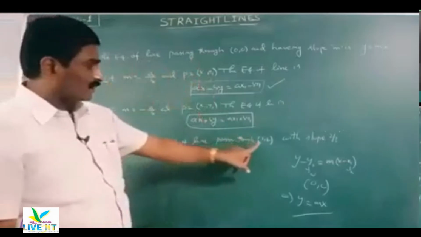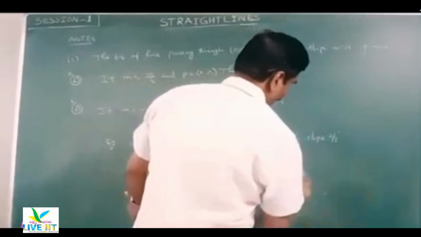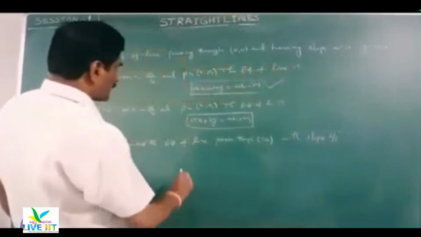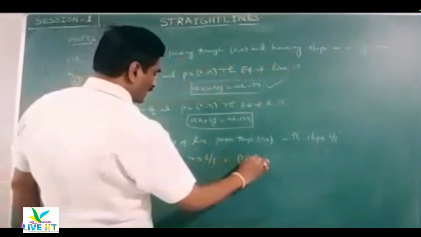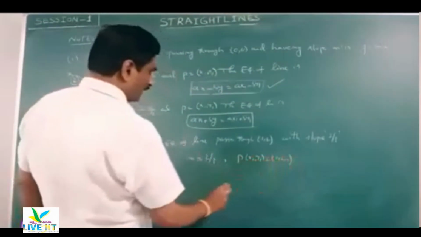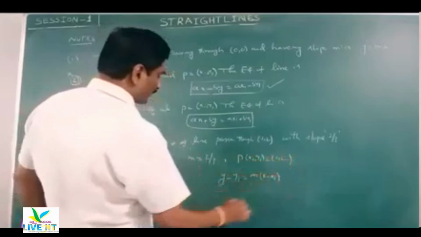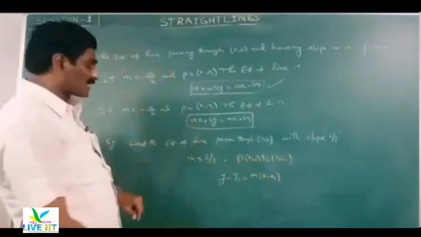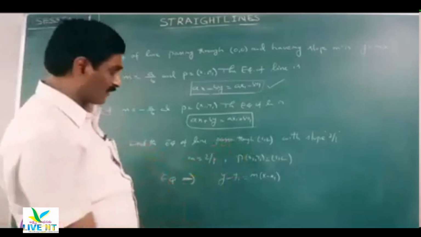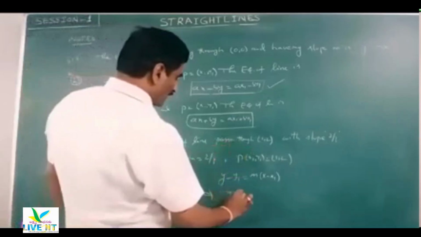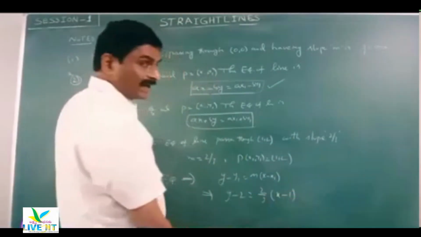Example. Find the equation of the line passing through (1, 2) with the slope 2 by 3. The actual method: the slope is equal to 2 by 3 and the point P (x1, y1) is equal to (1, 2). That means the equation of the line is y minus y1 is equal to m into x minus x1. By substituting these values, y minus 2 is equal to 2 by 3 into x minus 1.